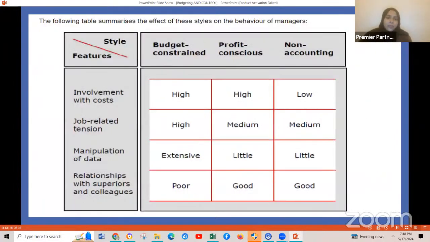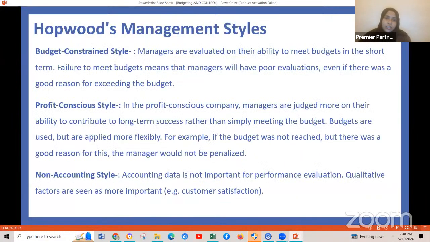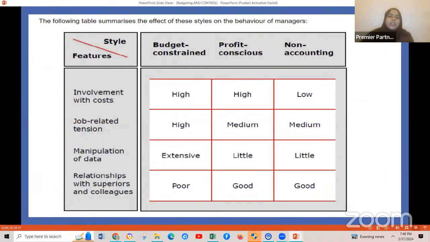So there are different management styles that you can see. Budget constraint managers are very much conscious about their budget and they always try to meet it. Profit conscious guys are always thinking of making profit. Non-accounting style is where they seek customer satisfaction and qualitative measures of success. Budget constraint and profit conscious guys are both very concerned about cost. They want to keep it as low as possible. But non-accounting guys are like, it's okay if price or cost goes up as long as customers are satisfied. So their attitudes are different.